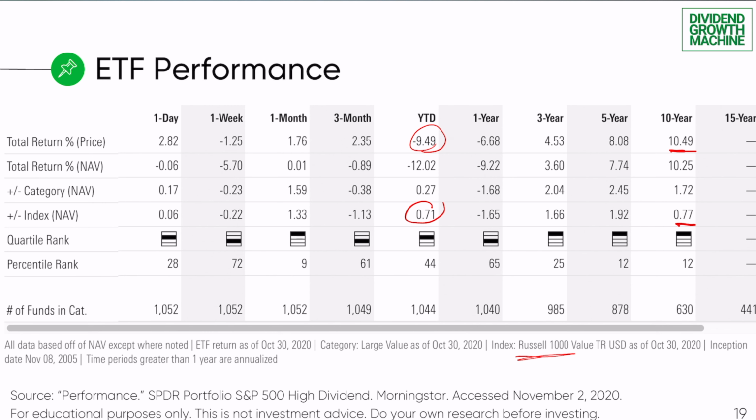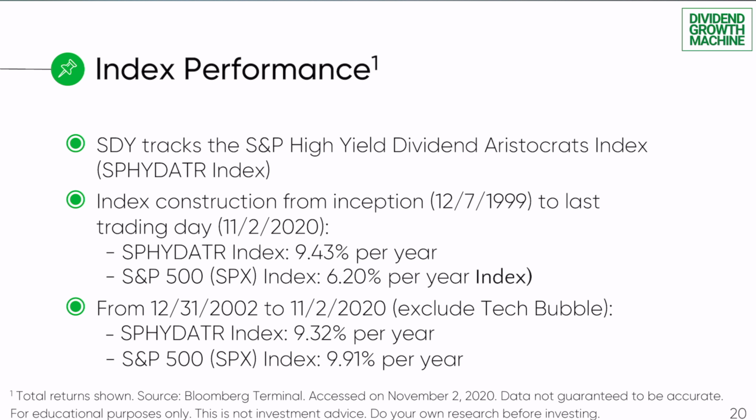Still, it's not going to have done as well as the S&P 500. However, when we look back at the actual underlying index that SDY tracks, which is the S&P High Yield Dividend Aristocrats Index, we see that it's actually done quite well. So if you look to inception at December 7th, 1999 to the 2nd of November, we see that this fund has outperformed the S&P 500 by over 3% per year, which is very impressive.